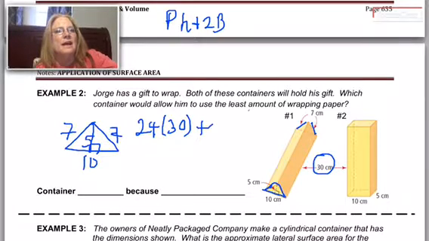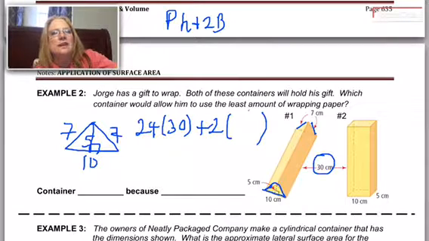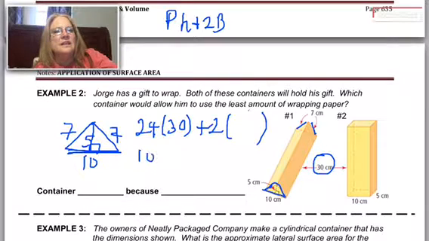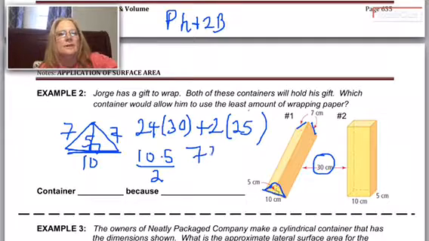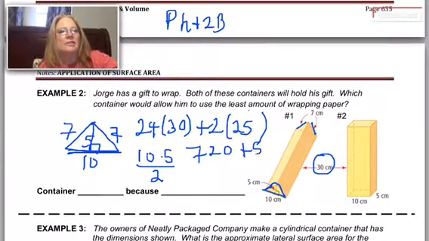And to that we're going to add 2 times the area of the base. The base is this triangle, and it is base times height divided by 2. So 10 times 5 divided by 2, and that's going to be 25. And so 24 times 30 is 720. And to that we're going to add 2 times 25, or 50.